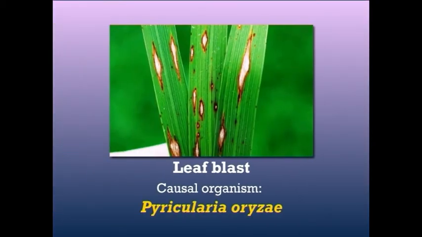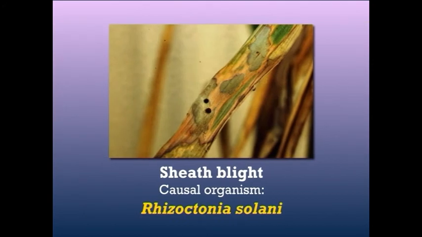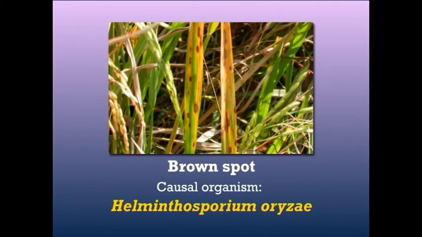And next we will see about major diseases of rice. They may be attacked by leaf blast, whose causal organism is Pyricularia oryzae. Next is seed blight, whose causal organism is Rhizoctonia solani. And the next is brown spot, and the causal organism is Helminthosporium oryzae.